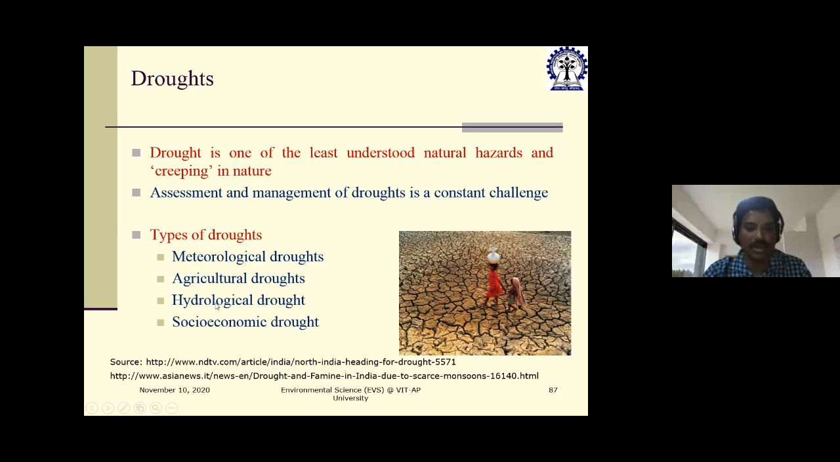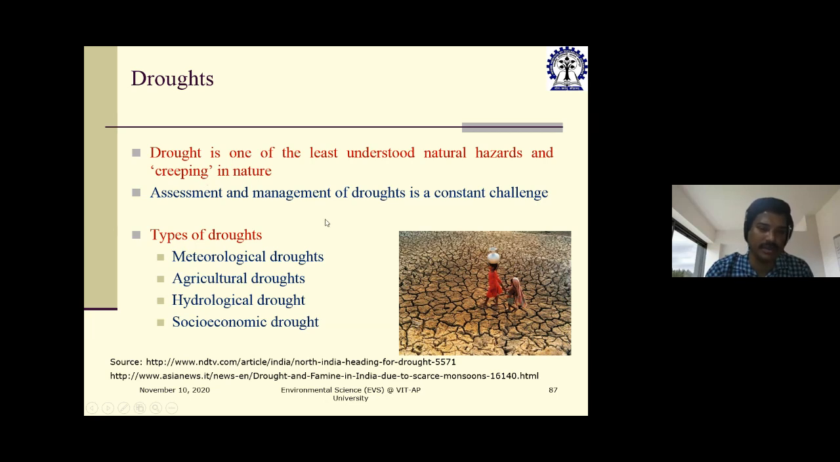And socioeconomic drought is basically the combination of all 3 things when it affects the socioeconomic welfare and the living of that particular locality. That is called the socioeconomic drought. So the drought is one of the least understood natural hazards, and it is called creeping in nature. The creeping means it comes very slowly to the society and affects it.